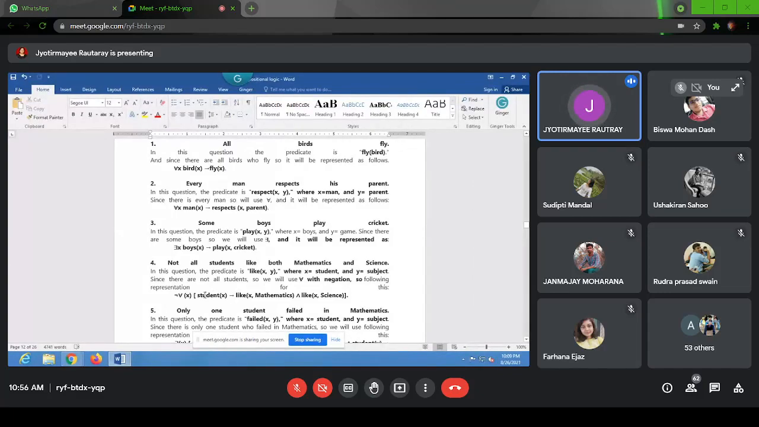If x is a student, then you use the and operator in case of the existential quantifier. If x is a student, you use the implication operator if it is a universal quantifier.